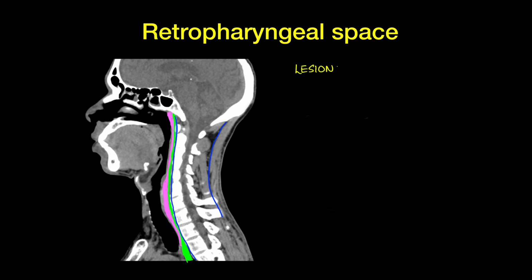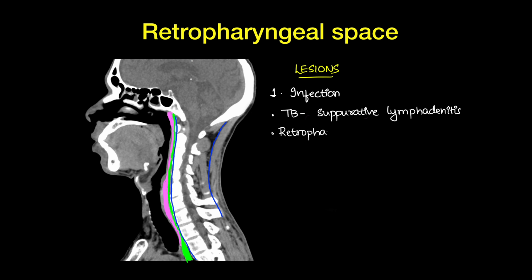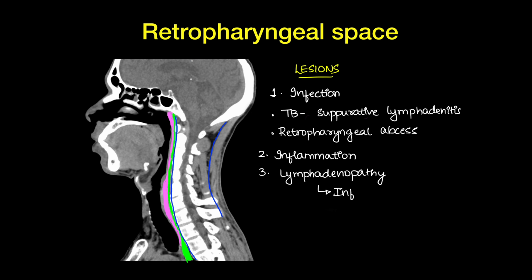What are the pathologies or lesions expected in the retropharyngeal space? Infections can occur, like TB and suppurative lymphadenopathy, because lymph nodes are content. There can be retropharyngeal abscess, which is more common in children. There can be inflammation of the space, and there can be lymphadenopathy for various reasons, like infective, as in tuberculosis, and in cases of metastasis.